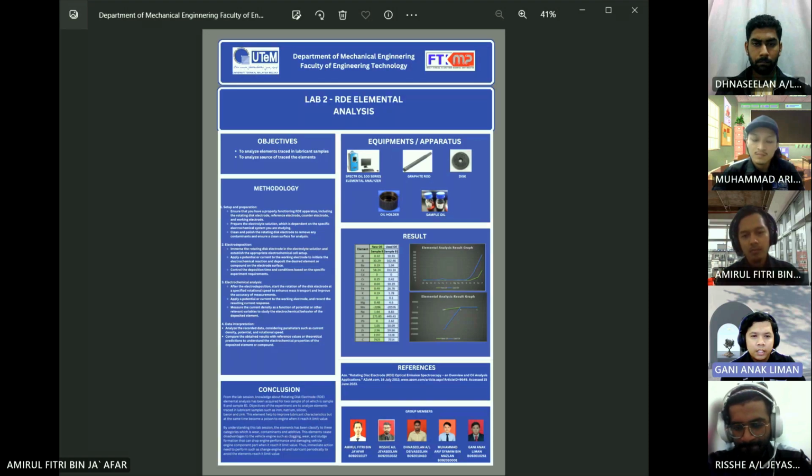Number 4, data interpretation. Analyze the recorded data considering parameters such as current density, potential, and rotational speed. Compare the obtained results with reference values or theoretical predictions to understand the electrochemical properties of the deposited element or compound.